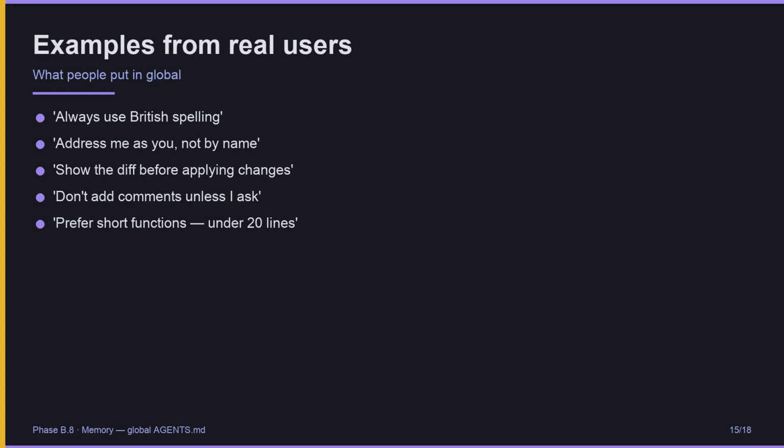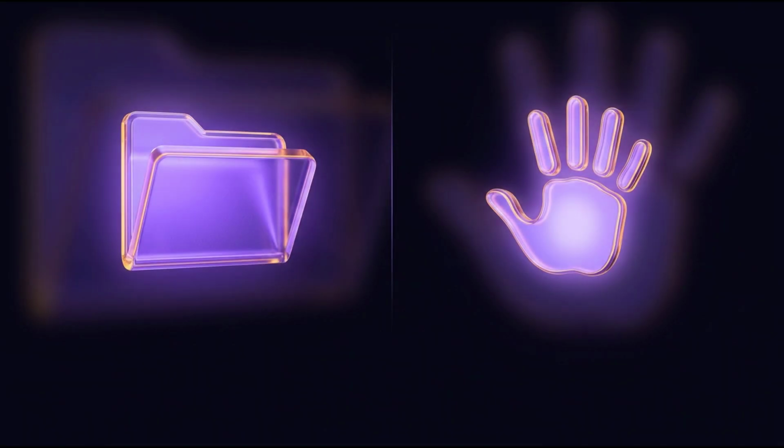Examples from real users of what ends up in global files. Always use British spelling. Address me as you, not by name. Show the diff before applying changes. Don't add comments unless I ask. Prefer short functions, under 20 lines. These are personal preferences that don't change between projects. That's exactly what global is for. Project for work. Global for you.